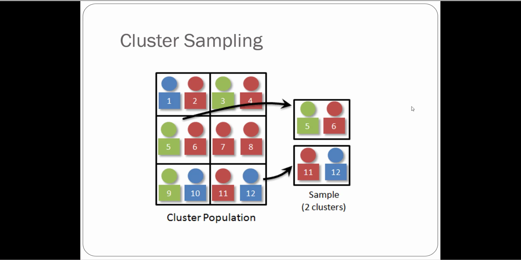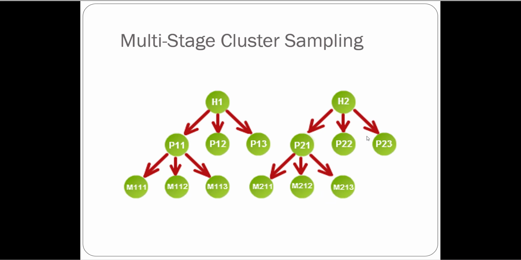Finally, we have simple clusters. We've divided up our population into 6 clusters, and we've sampled randomly from 2 of those clusters. This is a very simple form of cluster sampling, and while this can be useful, a much more common type of cluster sampling is called multistage cluster sampling. This is similar to what I described earlier.